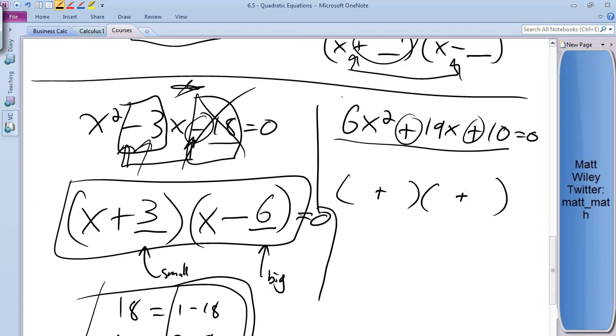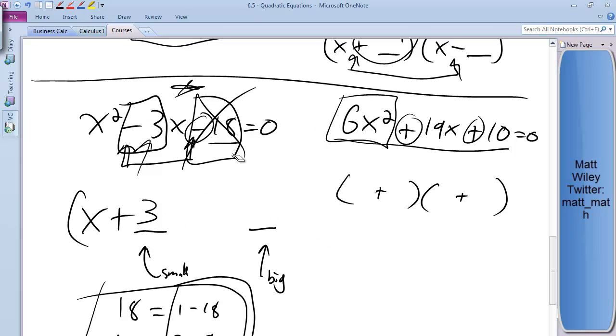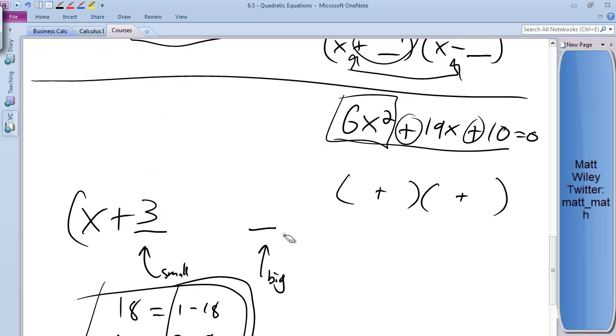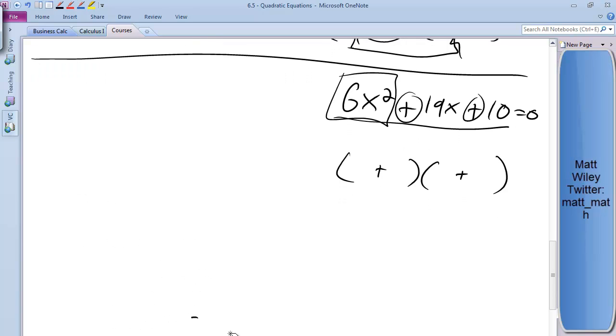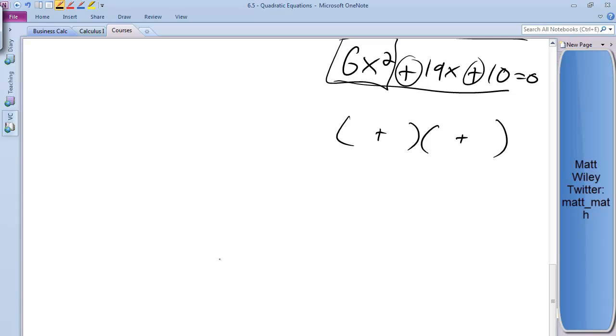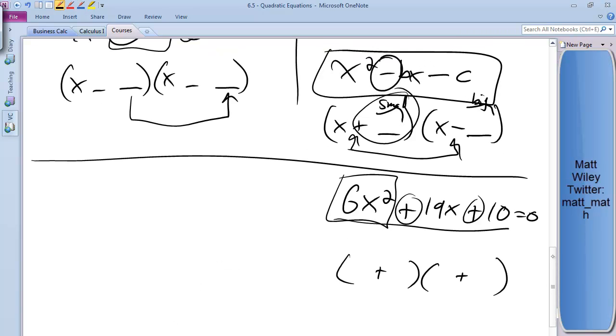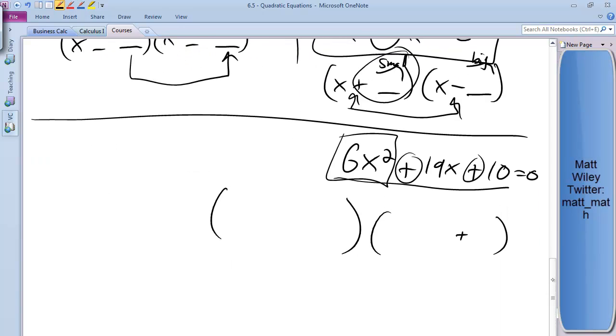The difference here is what's happening with this term in front. I've got myself a 6x squared. Because of that, I've got just a little bit more going on here than happened in the first one. So let me erase some stuff and give myself some space and room to work. And as I'm doing this, I want to be thinking about some things. Because I've got that 6 in front, I'm going to have 2 sets of factoring.